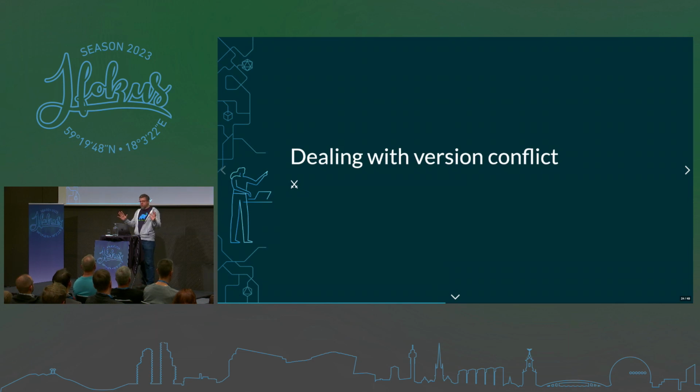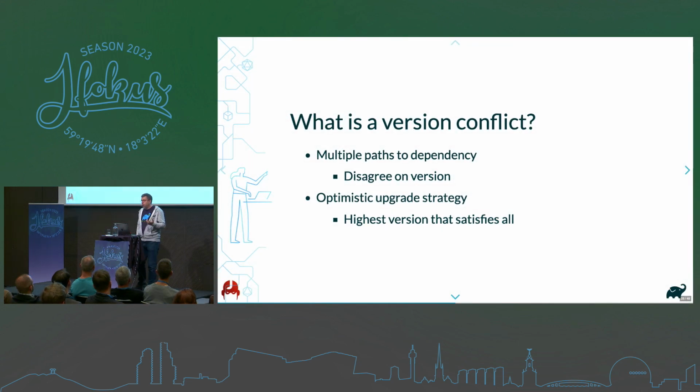So now that we've discussed dependency declarations, which is an important topic, let's go a bit deeper into dealing with version conflict. So what's a version conflict? Well, a version conflict happens the moment your dependency graph has multiple paths to the same dependency coordinates. The way Gradle works is it uses an optimistic upgrade strategy. So it will look at all the information it has about the version of that dependency and will pick by default the highest version that matches.